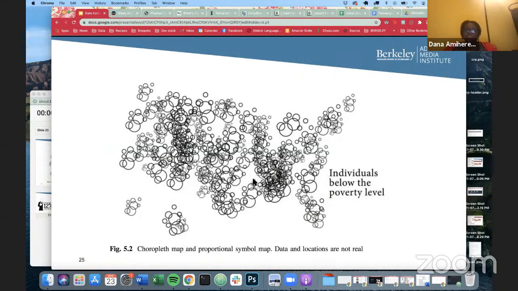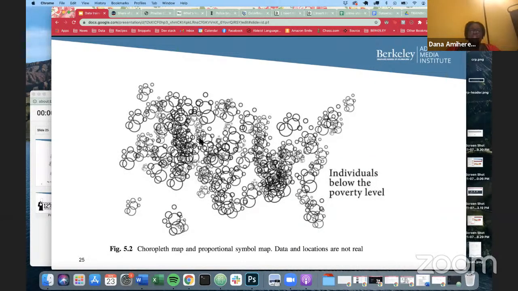Most people who are below the poverty line are in some of the southern states. And then there's another pocket in the Midwest. But even though this is still a conceptual thing, even if it did have real data associated with it, symbol maps are created when your data point correlates to the size of the circle.